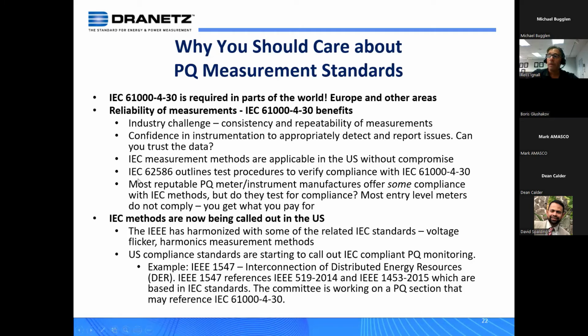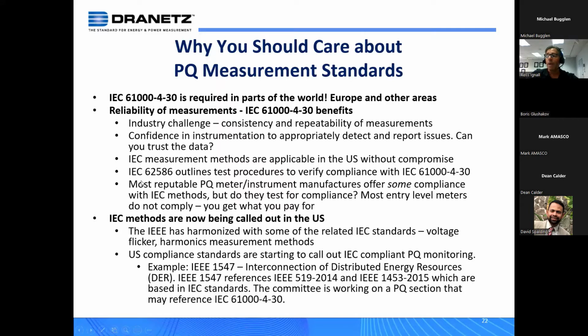Now, several years ago, 2015, 2016, another standard was developed, IEC 62586, and basically that's a testing standard to this 61000-4-30. So really it defines the test methods to make sure an instrument complies with that. So it gives the opportunity where a manufacturer or a laboratory can provide a compliance certificate to 61000-4-30. And we'll see a picture of that on our next slide here.